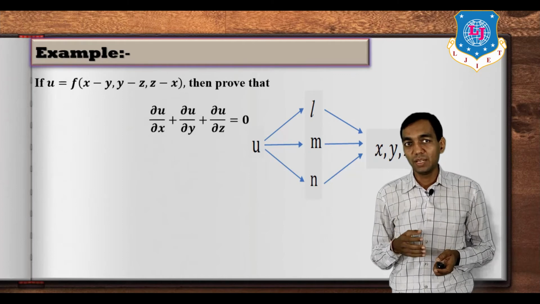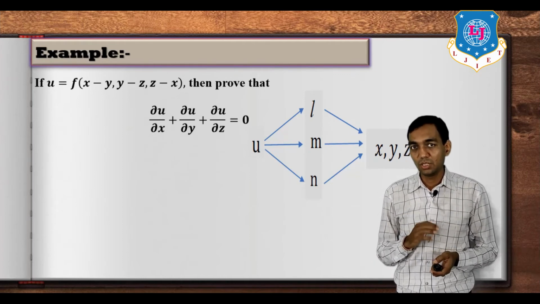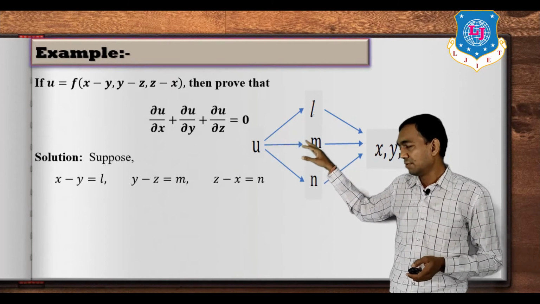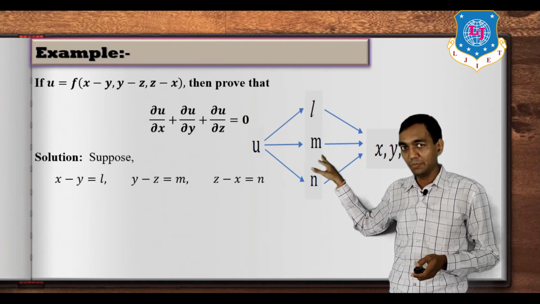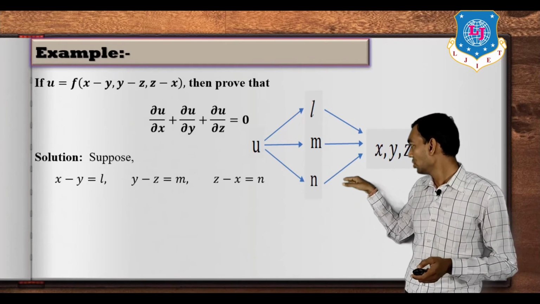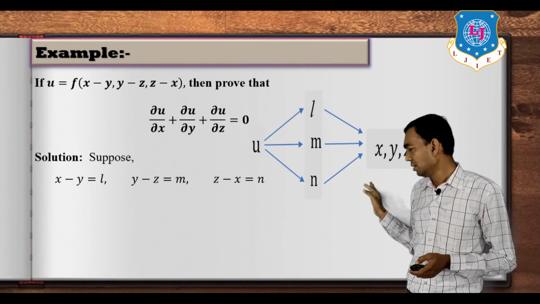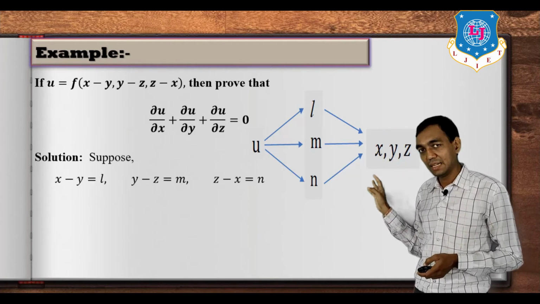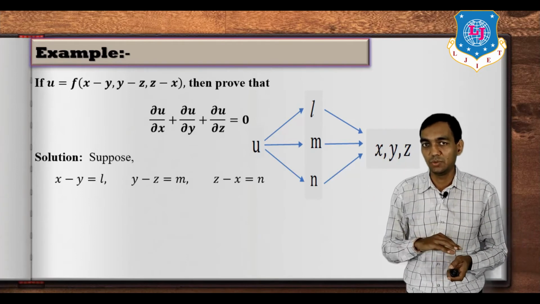So here you have to apply the chain rule, and for that we are going to assume that x minus y is equal to L, y minus z is equal to m, and z minus x is equal to n. So u is a function of L, m and n, where L is a function of x, y, z, m is a function of x, y, z, and n is also a function of x, y, z.